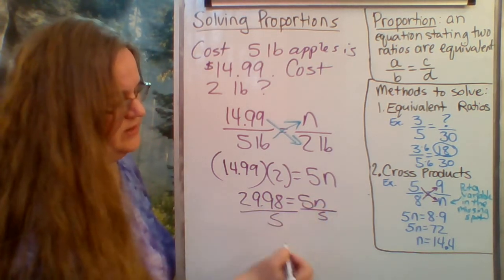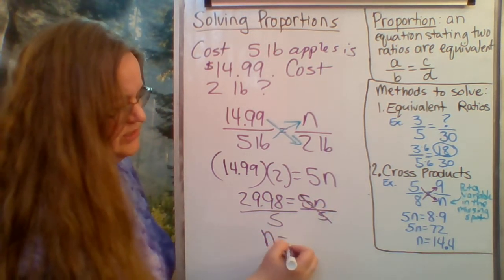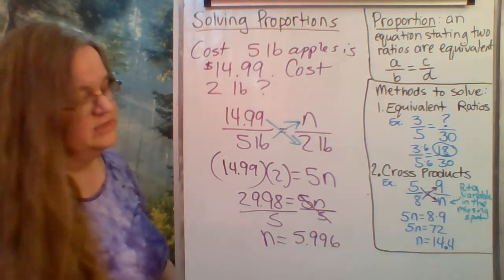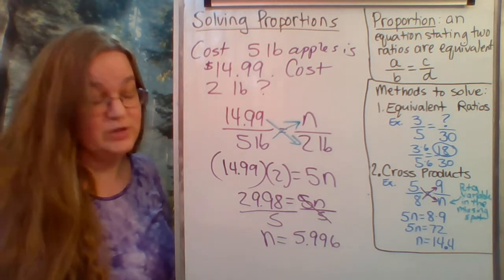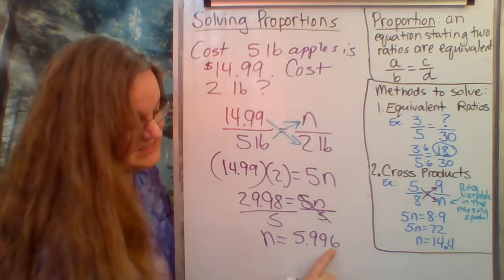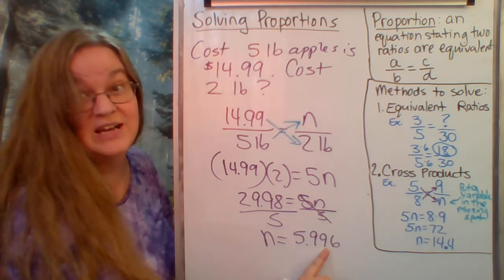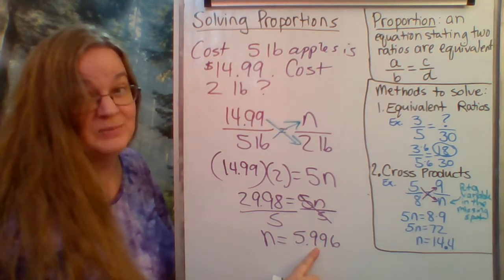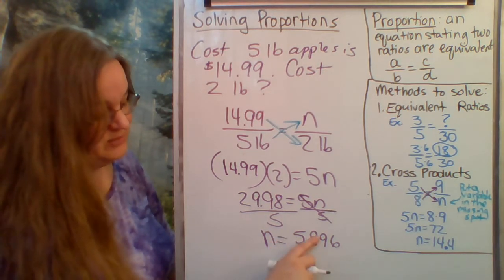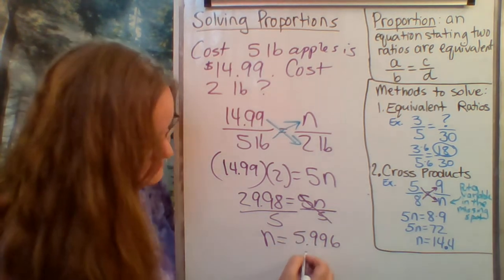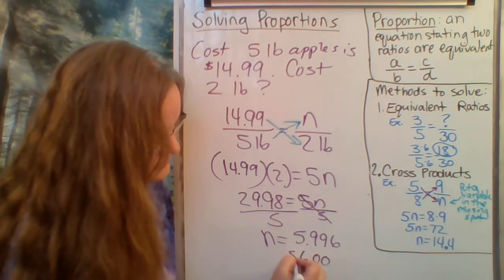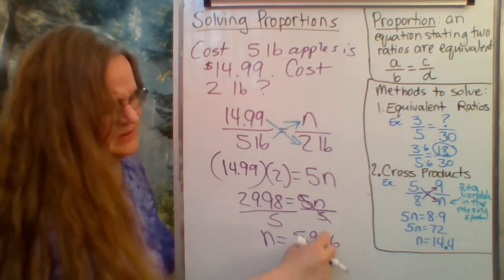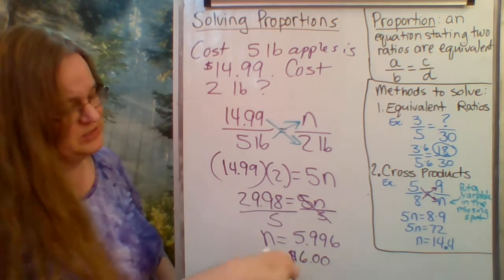I divide by 5 to figure out what my mystery number is, and I get 5.996. Now, it's money, so we don't go past the hundredths place. This tells me to round up. Well, if I round 9 up, that's to 10, which means I carry the 1, which means I round that up, so that would be 6. So basically, this is about $6 if I were rounding it. Because this makes this 10, which makes that 10, so it just keeps going up.